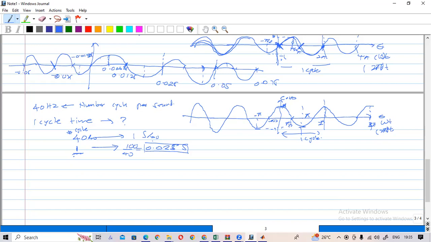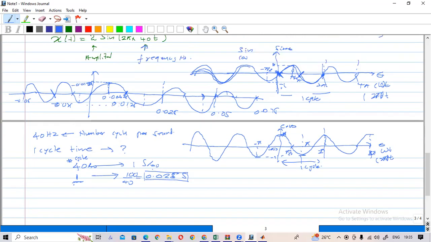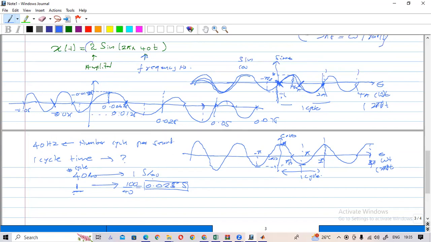And what is the amplitude? Amplitude is given by 2. So amplitude is 2. So this is amplitude 2, and this will be minus 2. So this is how you draw your signal.